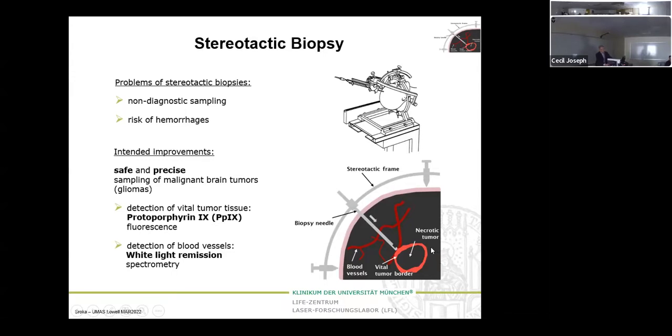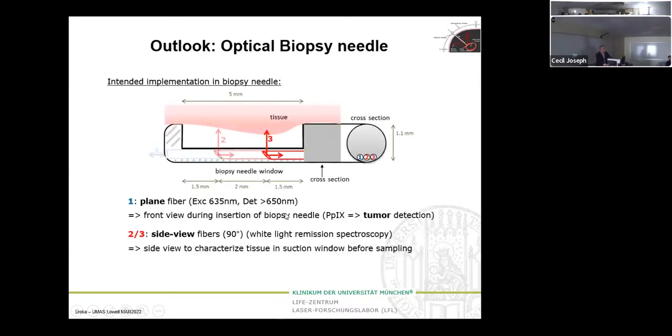And if we think about that, the necrotic tumor part is not fluorescing, but the vital tumor part is fluorescing after application of this 5-ALA and after this metabolization to PP9. Then we thought, okay, we can do that with a stereotactic needle, which looks for fluorescence. This is one point. But what about these vessels? And then we thought about the vessels, and we came up with the idea that white light remission to blood vessels would be potentially helpful.